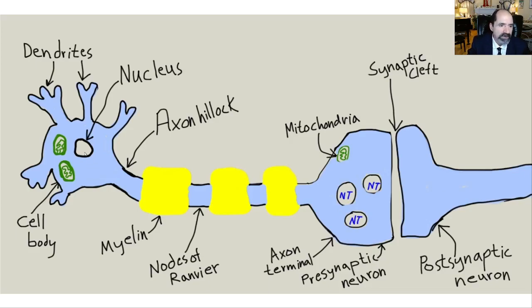Its nucleus is up in this location. Where the nucleus is located is called the cell body. Then it has a long tubular segment called the axon. At the beginning of the axon, that's called the axon hillock, and that's where an action potential starts, where the neuron fires an action potential.